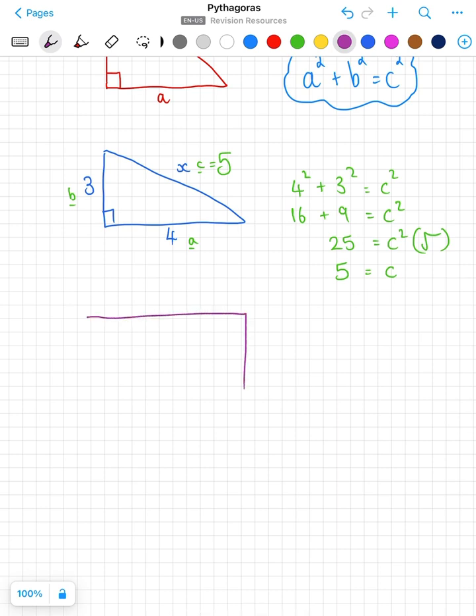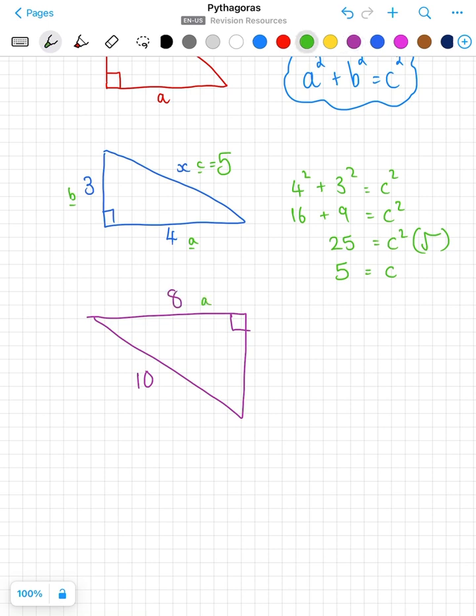Let's look at another. Step 1, we label A, B and C. Identify your hypotenuse. Next we substitute in a squared plus b squared. This time it's the b squared we don't know.